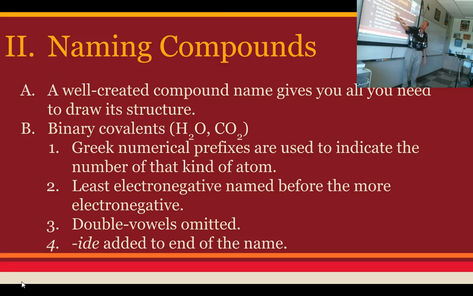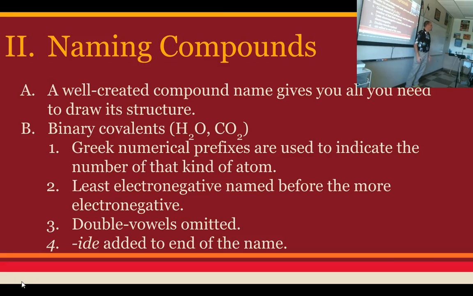So one oxygen, mon-ox, okay? One oxygen. And then "-ide", we put "-ide" at the end of the name. Anytime you see "-ide" at the end of a name, you know that it's a covalent bond. So water should be called, we didn't call it water, dihydrogen monoxide. Two hydrogens, one oxygen. Okay?